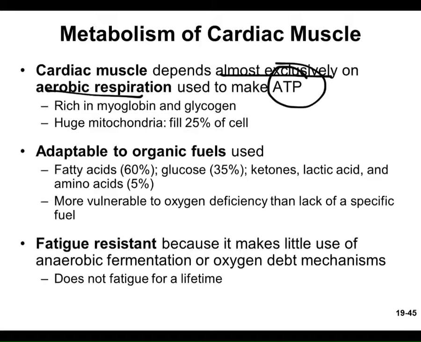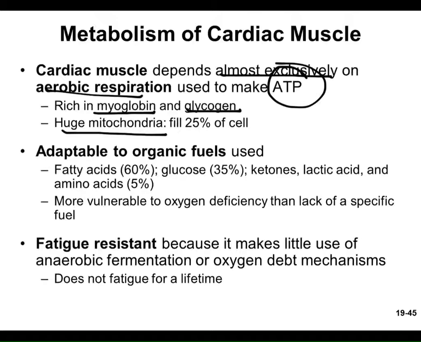The way the heart muscle cells can do this is that heart muscle cells are very rich in myoglobin. Remember, myoglobin is a hemoglobin-like molecule found in muscle. It's going to carry the oxygen and keep high oxygen levels in the heart cells. And there's always lots of glycogen around for energy sources, and huge mitochondria. I mean, they're large in size. They're just huge. They take up a huge percentage of the inside of a muscle cell.